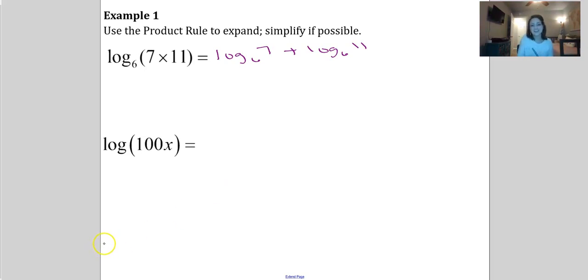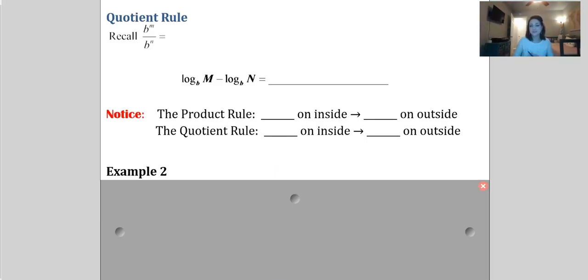Force pause on the screen, can you go ahead and try the next one on your own? So again, we can separate those two to log of 100 plus log of x. Now remember, the understood base here is 10, so this can be simplified to 2. So I can rewrite like so. All right, so that was product rule for logarithms.